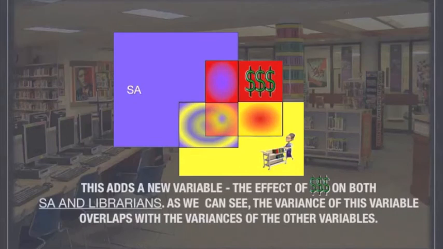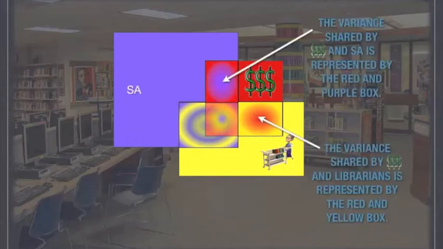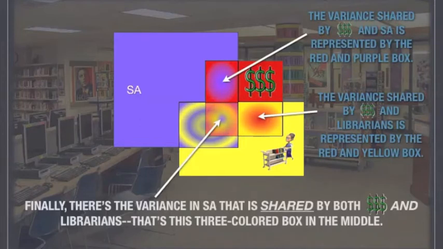This adds a new variable, the effect of money on both student achievement and librarians. As we can see, the variance of this variable overlaps with the variances of the other variables. So you have here the variance shared by money and student achievement, which is represented by the red and purple colors in it. And then you have the variance shared by money and librarians, which is represented by the red and yellow box. And finally, you have that variance in the very center, the variance in student achievement that is shared by both money and librarians.